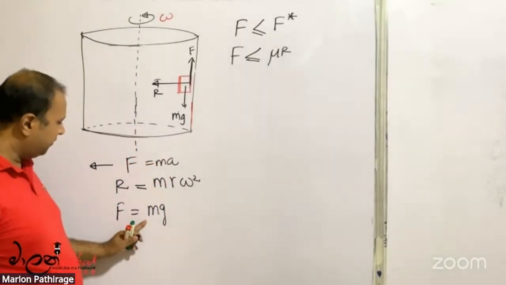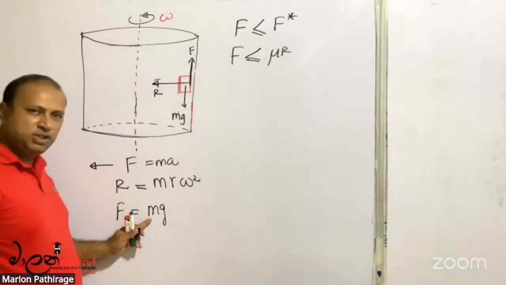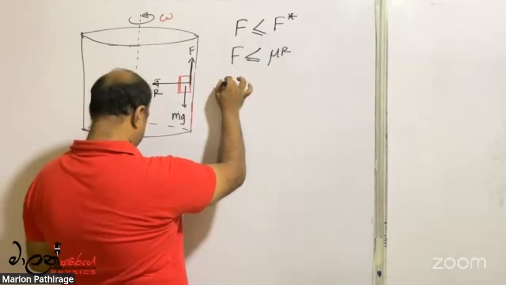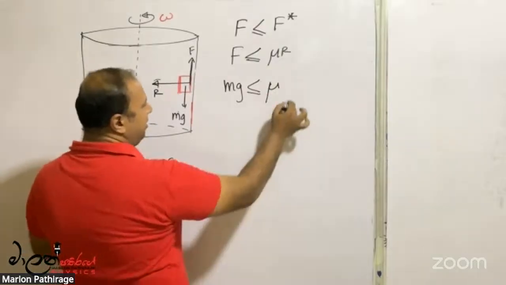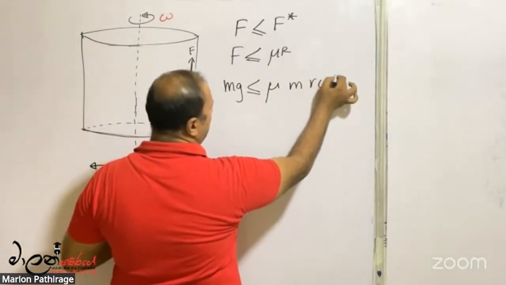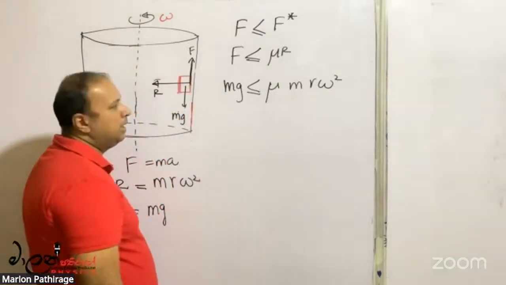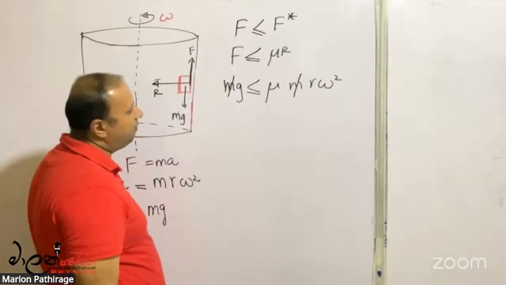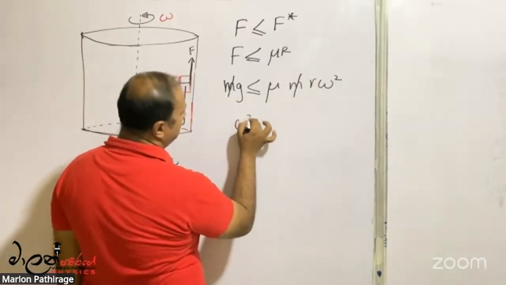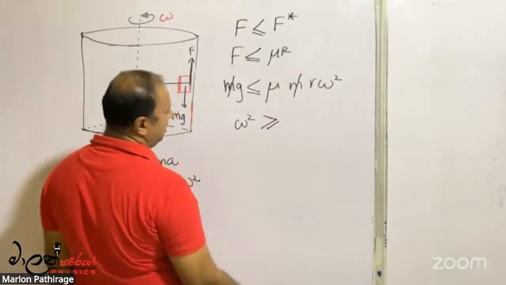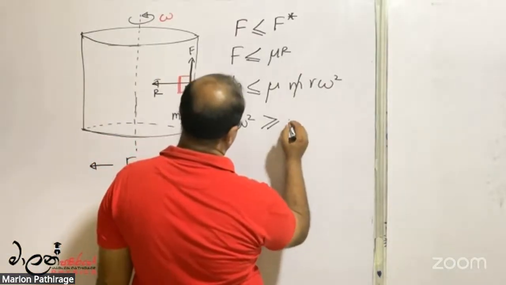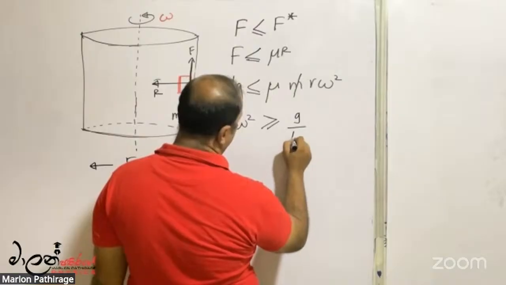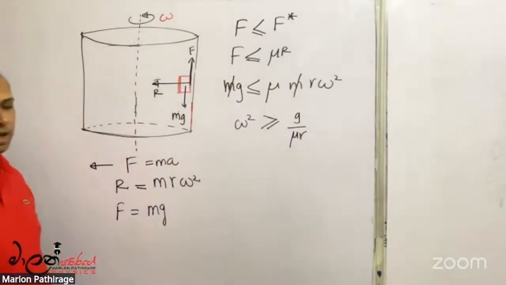Now you know what the friction force is. This is mg. Therefore, mg is lesser than mu R, which means m r omega square. So m will be cancelled out. Therefore, omega square should be equal to or higher than g over mu r.